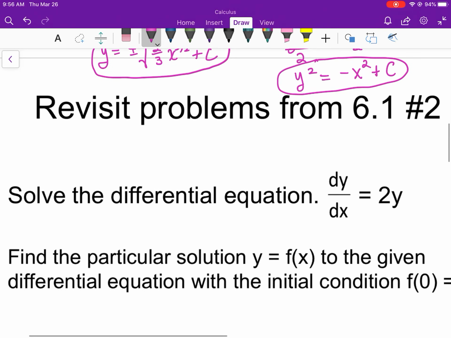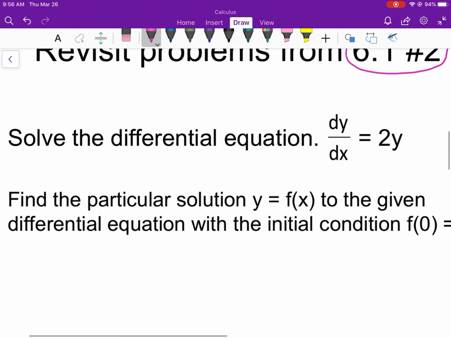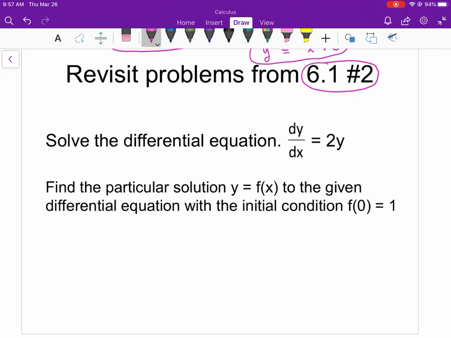All right, so in 6.1, your notes, number 2, we are finding the particular solution for this equation right here, given that right there. So in 6.1, all you've done so far is you've made your slope field and you sketched a graph of what you thought the curve could look like. So now we're going to go back to that example and we're going to actually write the original equation that passes through 0, 1. So what we're going to do is start by separating our variables.